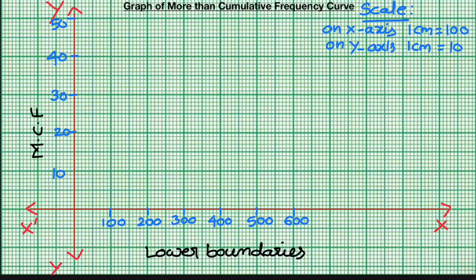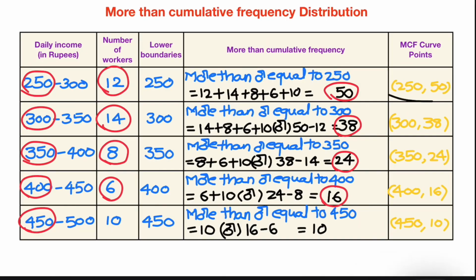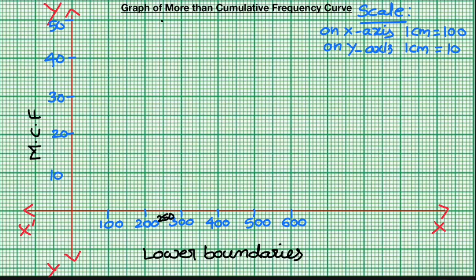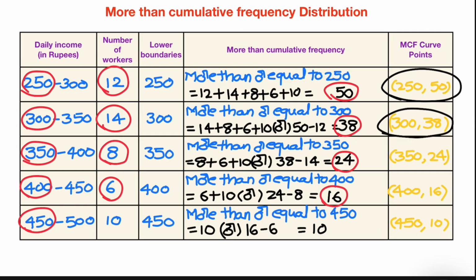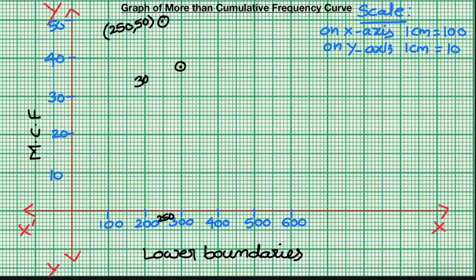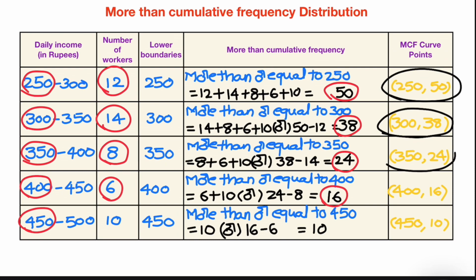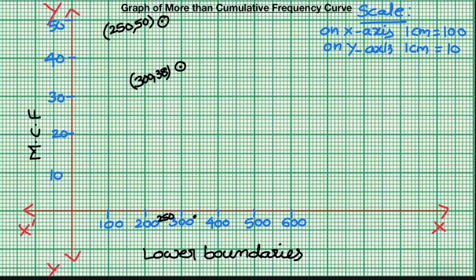Now I plot the earlier prepared points on graph paper, then we get the greater than cumulative frequency curve. First point (250, 50). To plot this point, we observe 250 on the x-axis and 50 on the y-axis. So here we mark this point. Second point is (300, 38). This point is here. Third point is (350, 24). This point is here.